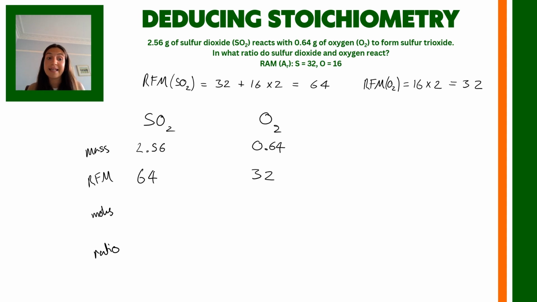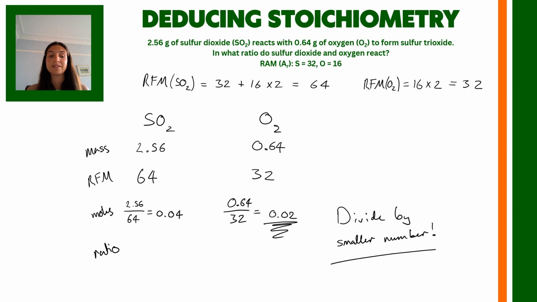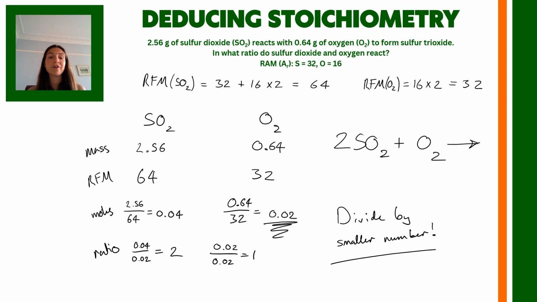Now let's go right ahead and calculate the number of moles of these two things. So taking each of their masses divided by relative formula mass, 2.56 divided by 64 is 0.04, and 0.64 divided by 32 is 0.02. Okay, now I'm looking at the ratio, so I'm going to divide by the smallest number, 0.02. 0.04 divided by 0.02 is 2, and 0.02 divided by 0.02 is 1. So therefore, I have 2 of my sulfur dioxide for 1 of my oxygen here.